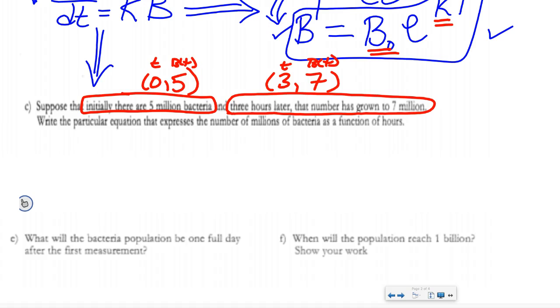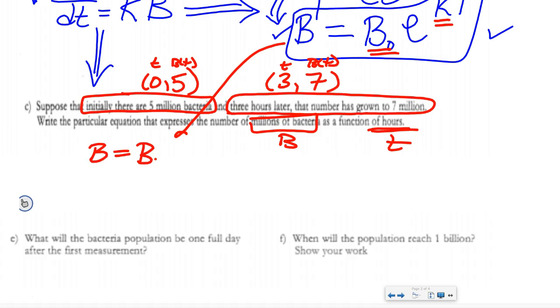It says, write the particular equation that expresses the millions of bacteria as a function of hours. So I want an equation for how much bacteria there will be at any given time. I actually have that right over here. I already solved it. So I've got my bacteria is equal to B sub 0 e to the kt. I need to use my 2 points to supply this and to supply that. E is always in there, T is the independent variable, and B is the output.